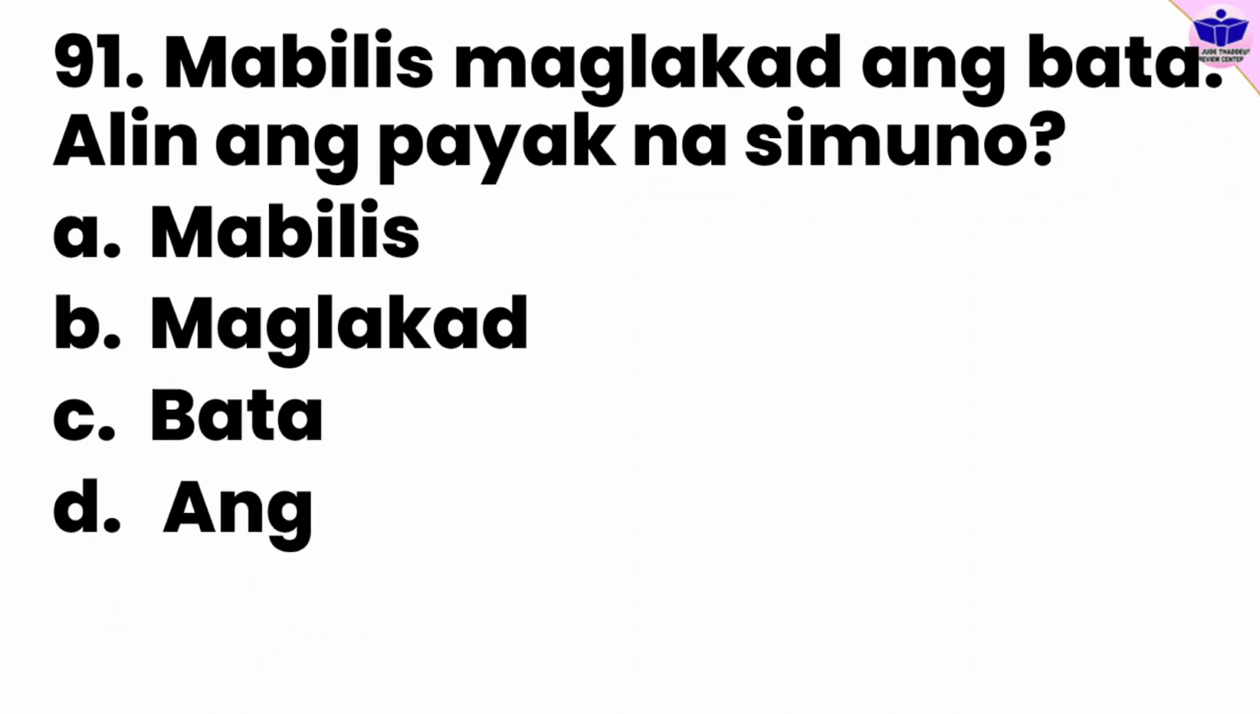Number 91. Mabilis maglakad ang bata. Alin ang payak na simuno? A. Mabilis. B. Maglakad. C. Bata. O D. Ang. So, alin ang payak na simuno? Simuno ang subject o salitang pinag-uusapan or topic sa isang pangungusap. Pinag-uusapan natin dito ay ang bata, of course. Mabilis maglakad ay ang ating panaguri. Then, ang ating simuno, ang bata. Simpleng o payak na simuno ang salitang bata.